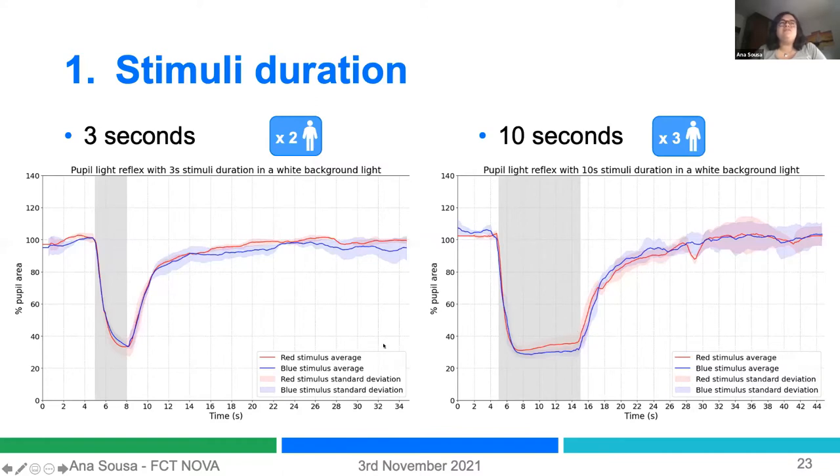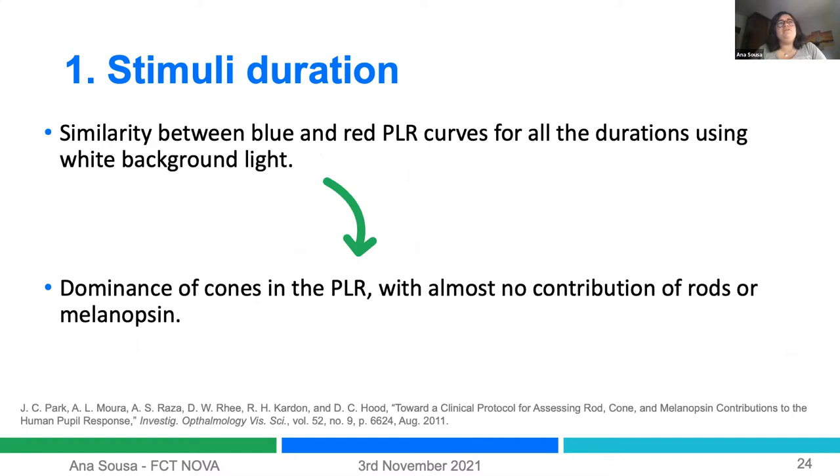So we can see that the tendency of the curves is almost the same. And we can see that probably we are not being able to activate those cells. We see a similarity between the blue and the red curves for all the durations that we tested. Even increasing the stimuli duration was not getting the results that we were expecting. And according to some study that I'm referencing here, this could be a dominance of cones in the pupil light reflex with almost no contribution of rods and melanopsin.